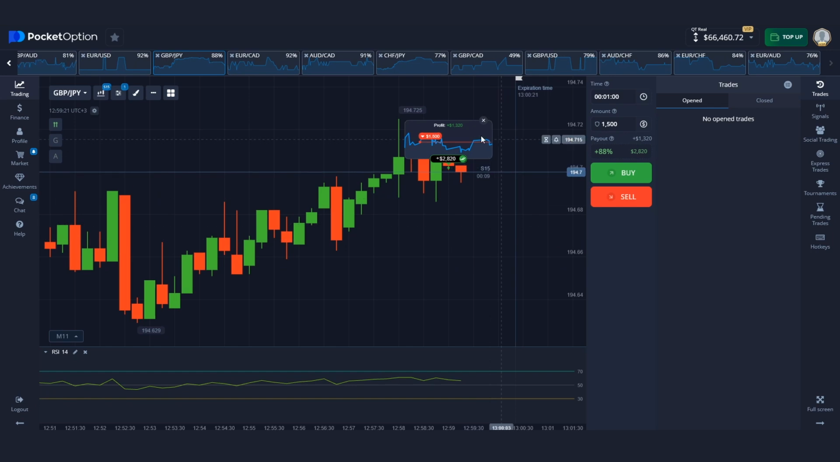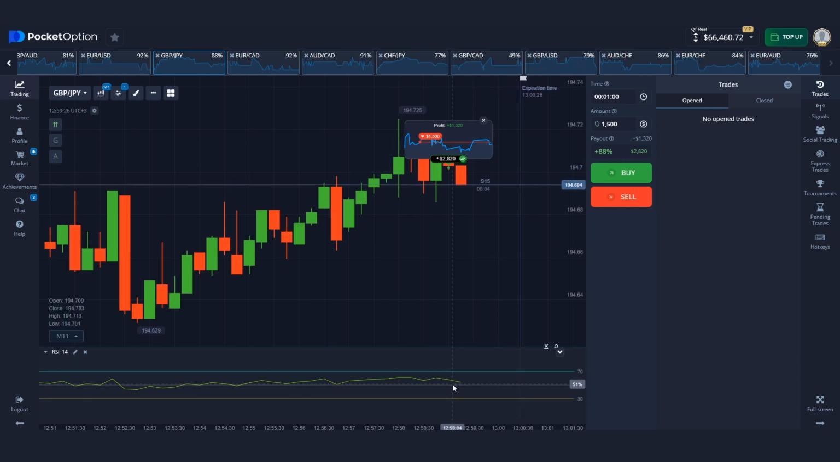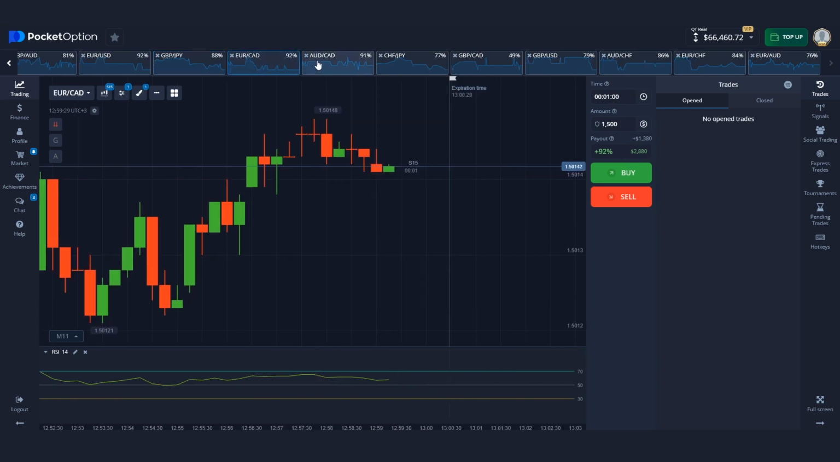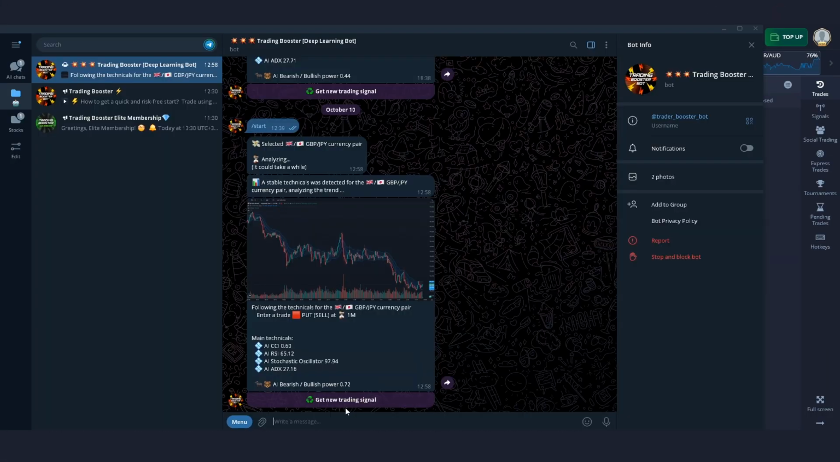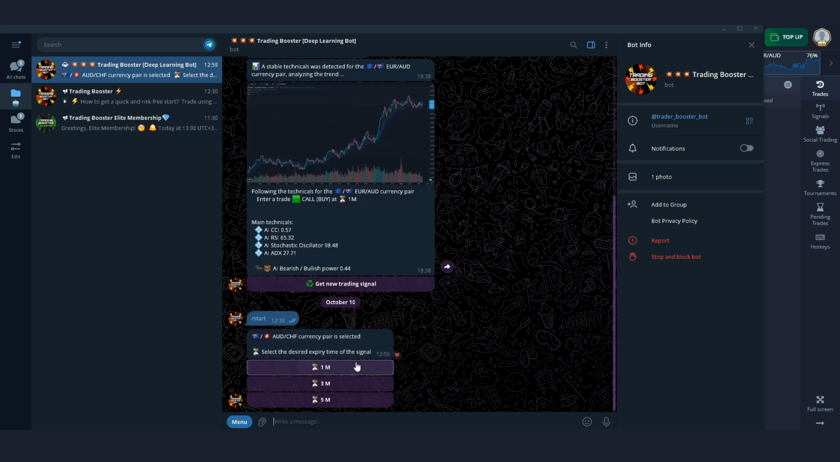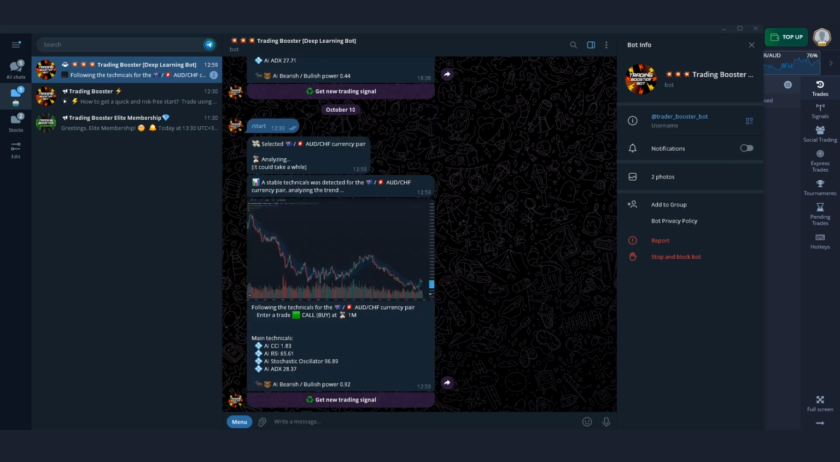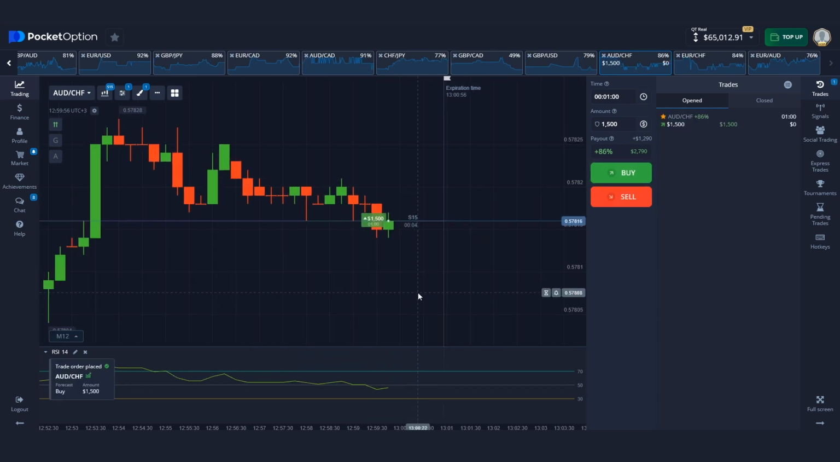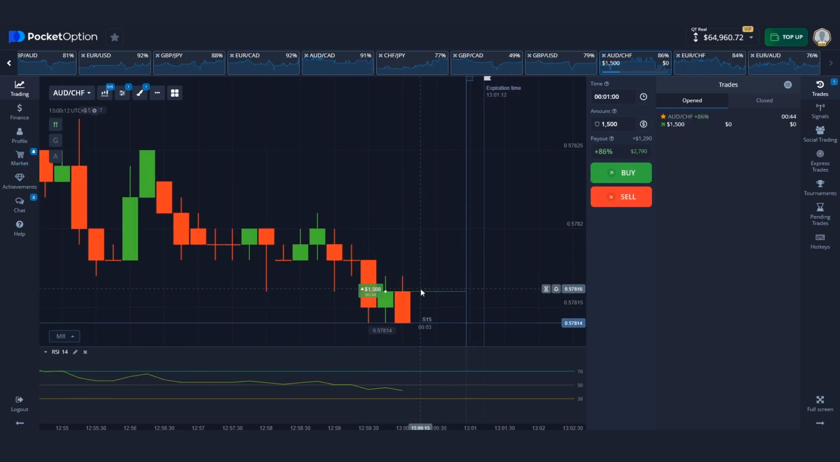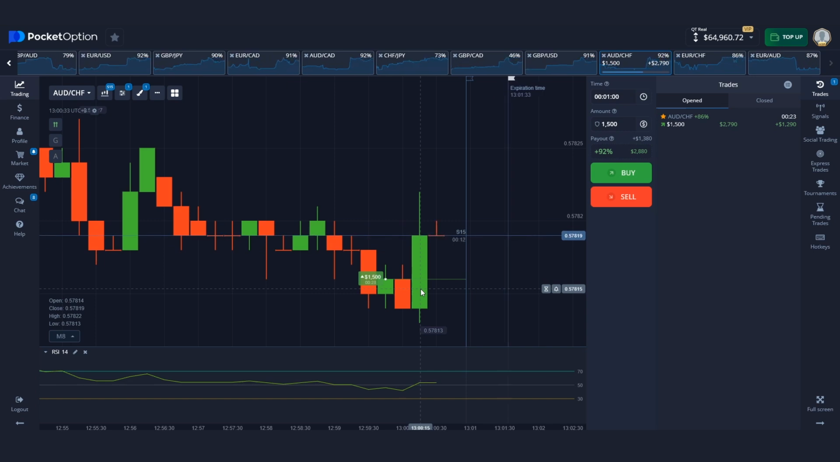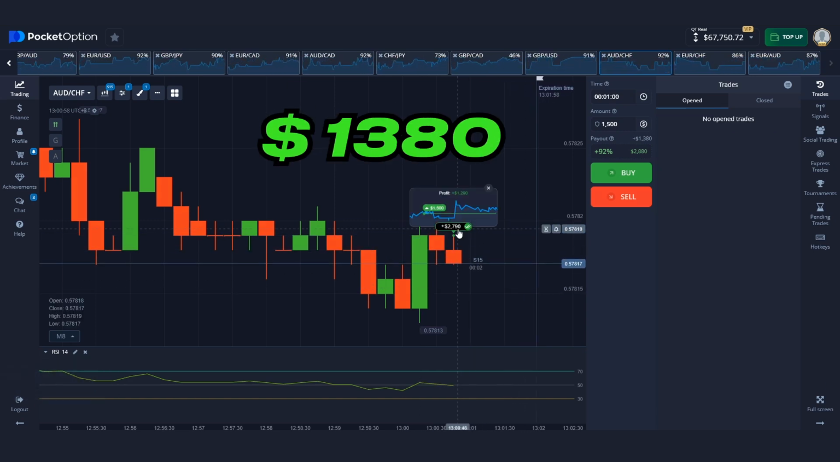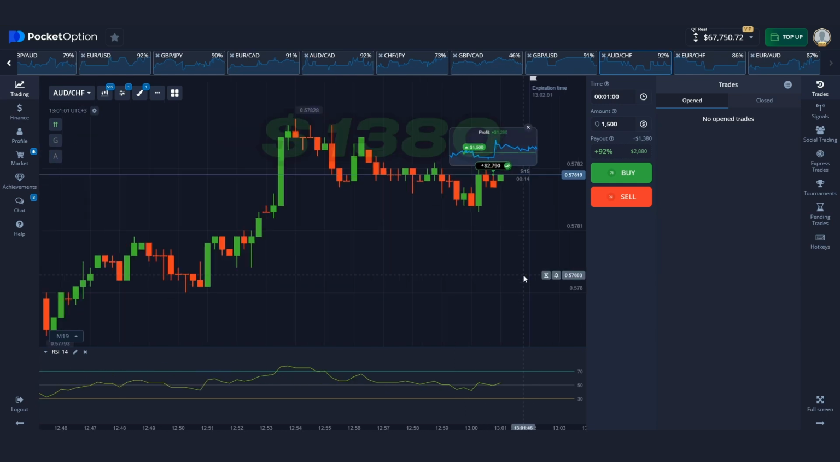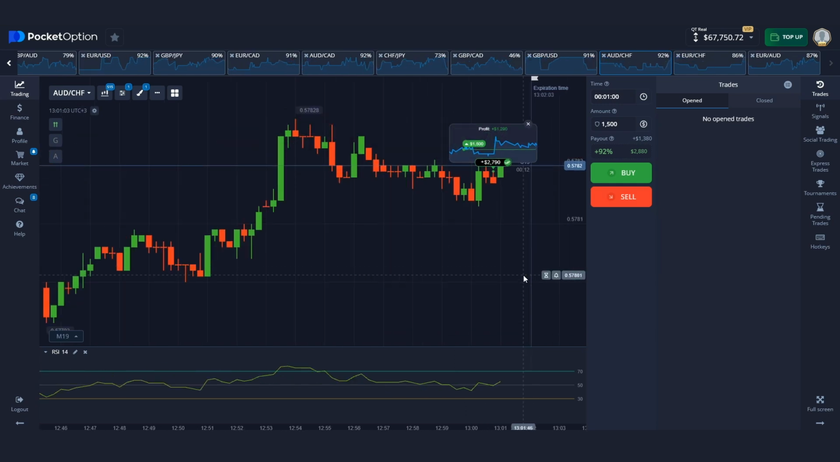As you can see, this is a safe enough trade, and the closer to the middle the RSI value is, the more confident BoosterBot signals will be. For example, again, Australian dollar, Swiss franc. I get a buy signal, the price is in the middle value, and I open my buy trade. A great trade brings me another $1,300, and as you can see, by this method you can trade very safely.